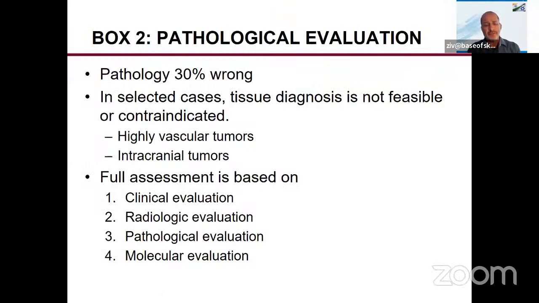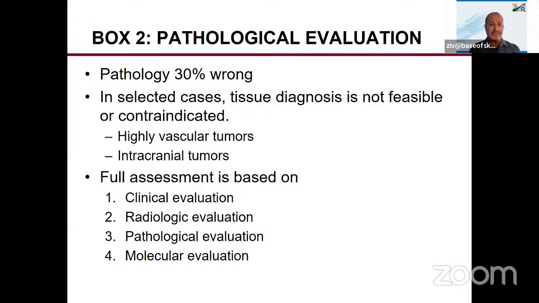Pathology evaluation of this tumor is very crucial because in general, even in the best centers, pathology may be wrong in 30% of the cases. We know that from publications, and we know that from our day-to-day practice. We know that from cases that we evaluated years later and we see that the initial pathology is wrong. In some cases, as you know, pathology is not feasible at all, for example, highly vascular tumors or intracranial tumors, which are very difficult to access for pathology.